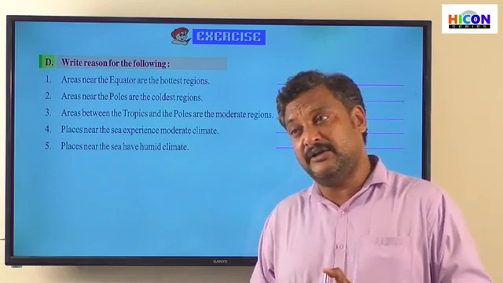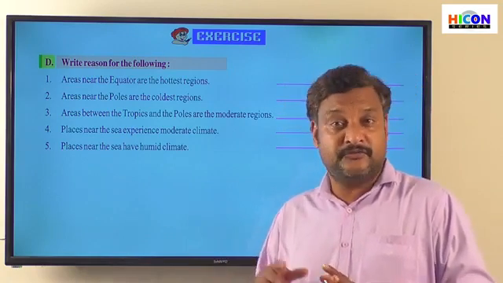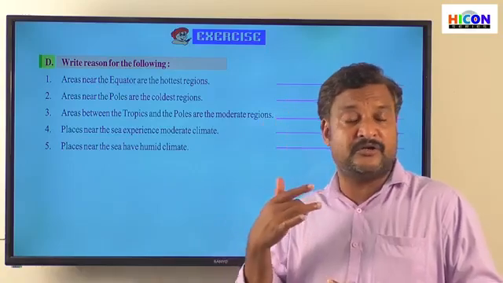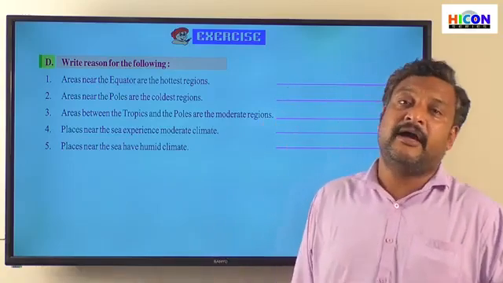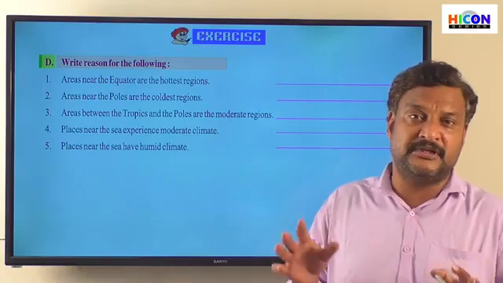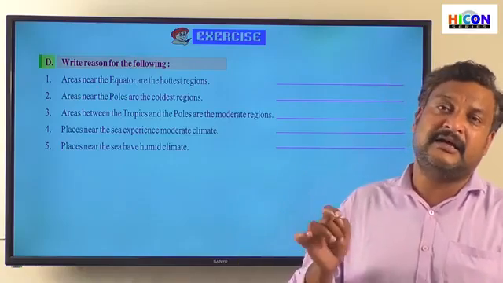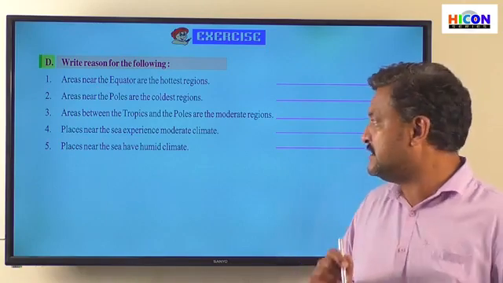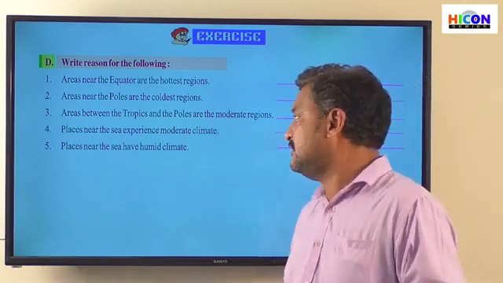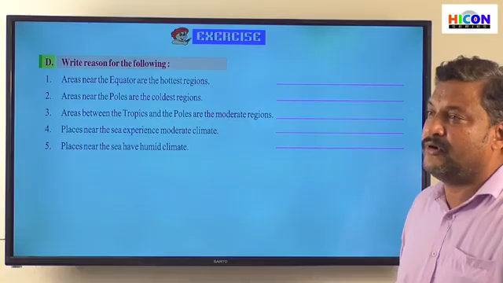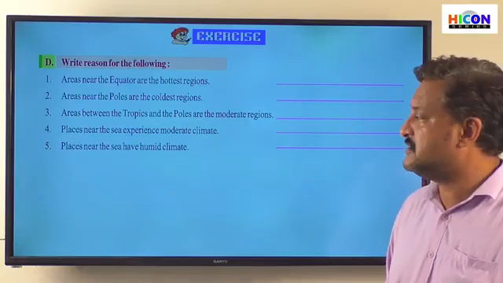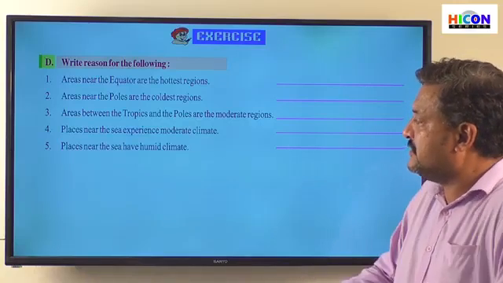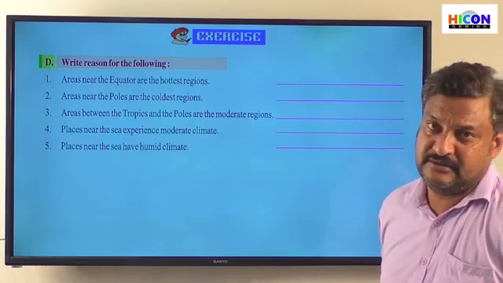A continuous flow of air from the ocean to the land or from the land to the ocean helps to maintain a particular temperature level, which is neither too high nor too low. That is why the places near the sea experience a moderate climate. Now, places near the sea have a humid climate.